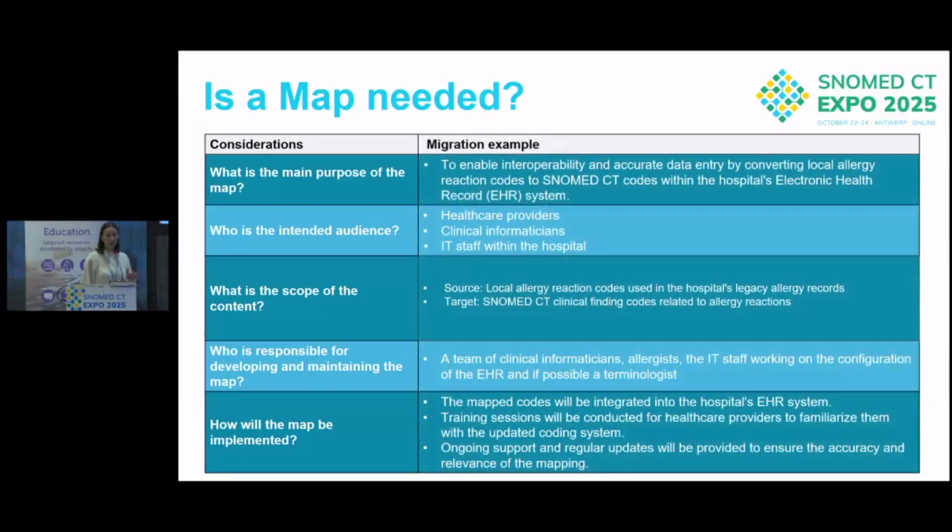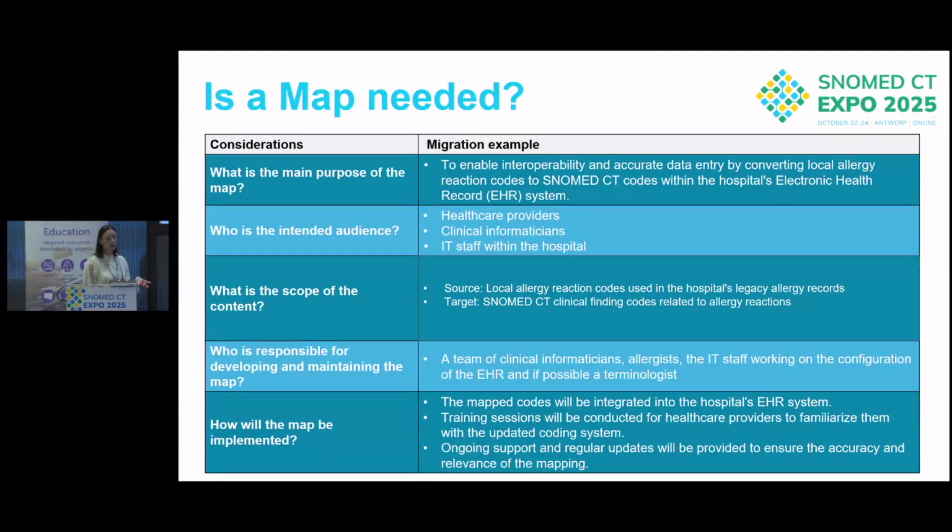Here we've used an example for migration. One of the key things, map to migrate, that I learned yesterday. So if we answer the first question for this migration example: what is the purpose of the map? To enable interoperability and accurate data entry by converting local allergy reaction codes to SNOMED CT codes within the hospital's electronic health record system. So it's a specific purpose that you want to create that map for.